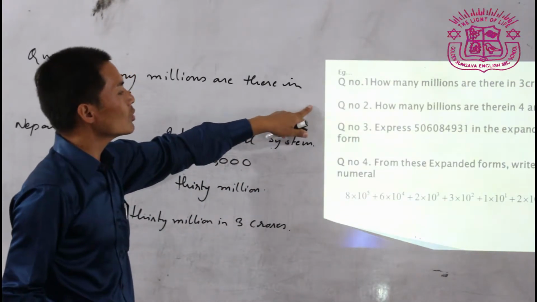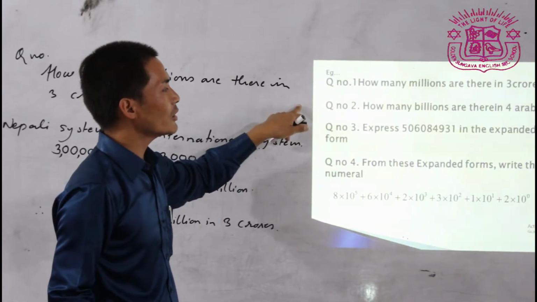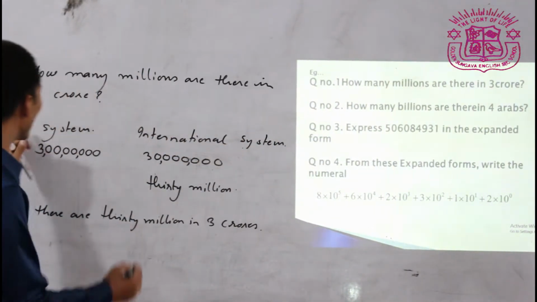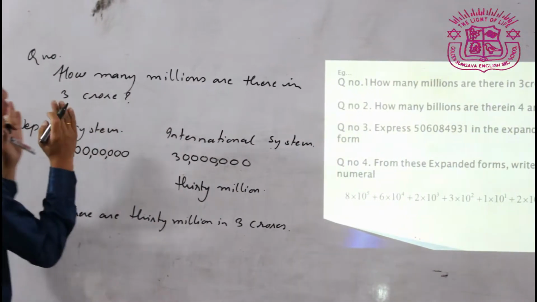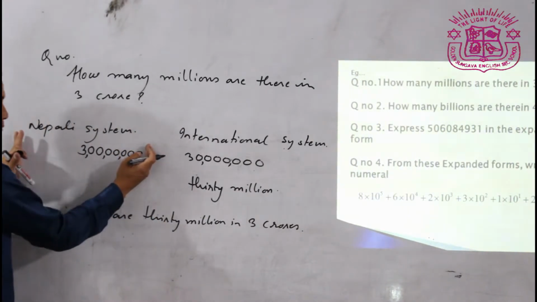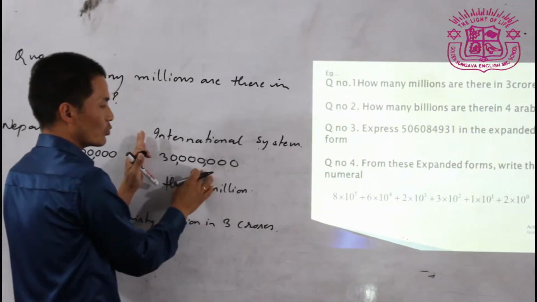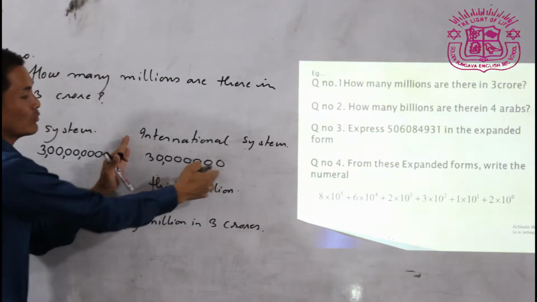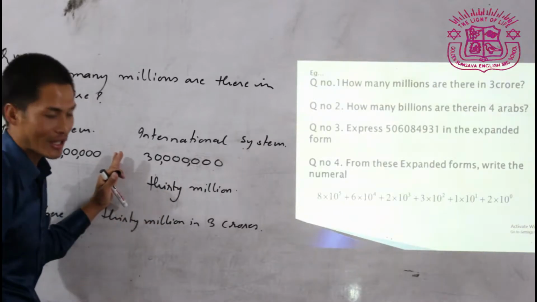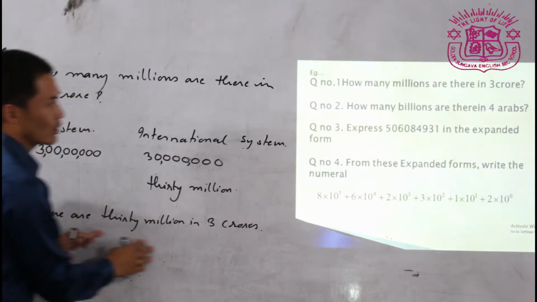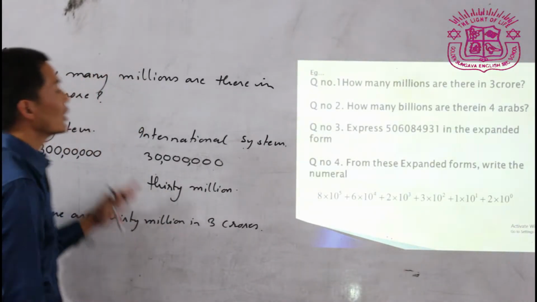Similarly, question number 2. How many billions are there in 4 arabs? In the same way, first of all, you write 4 arabs in Nepali system and write that number in international system, separate it with commas. Now count the number in international system and then you write the conclusion. Got it?